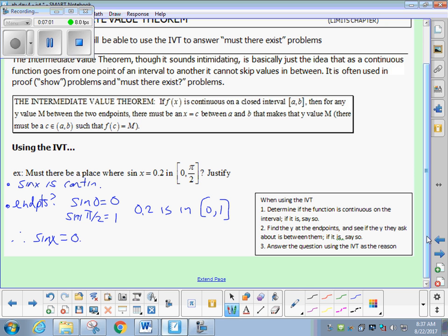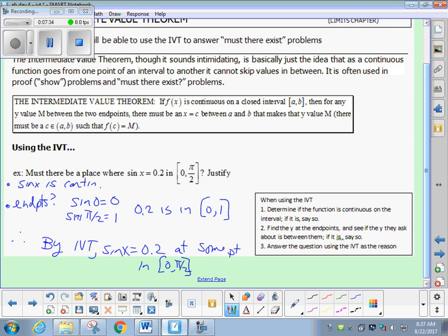0.2. Actually, let's say by the IVT first. By the IVT, in other words, we're saying why we say what we say. By the intermediate value theorem, sine equals 0.2. And then this is the part that I tend to forget sometimes: at some point in 0 to pi over 2. Right? And you could say at some x in 0 and pi over 2.